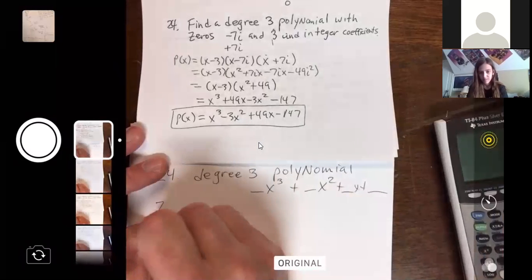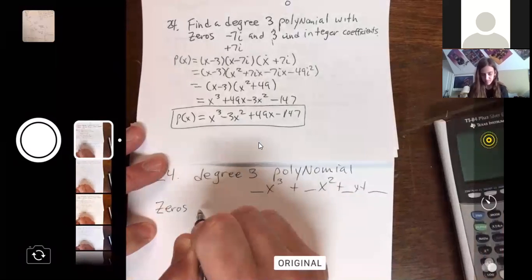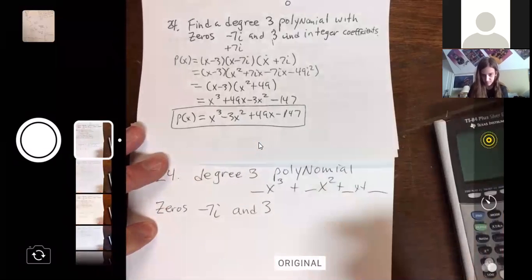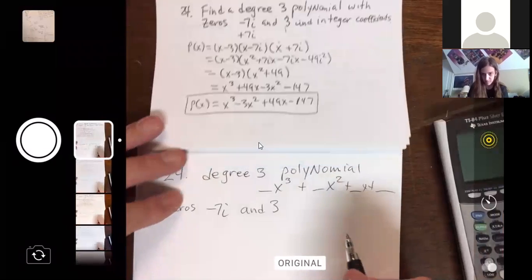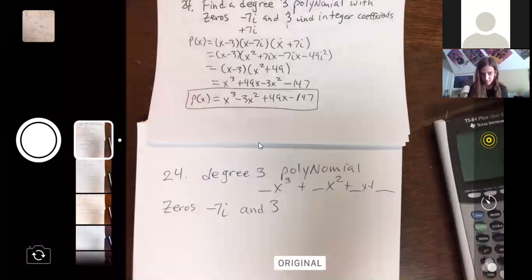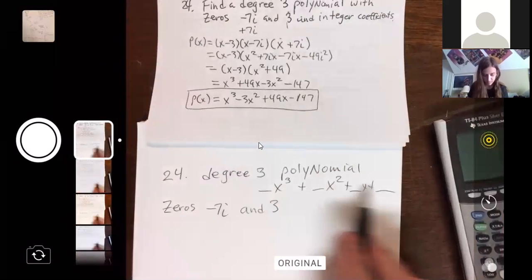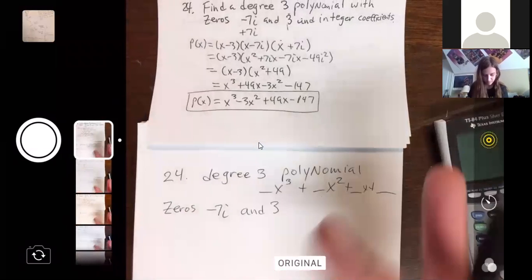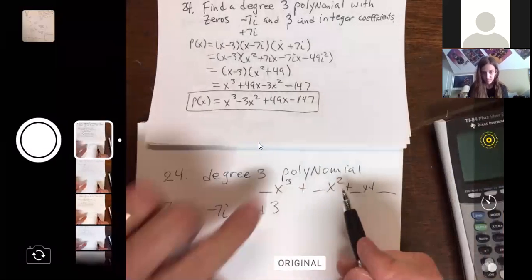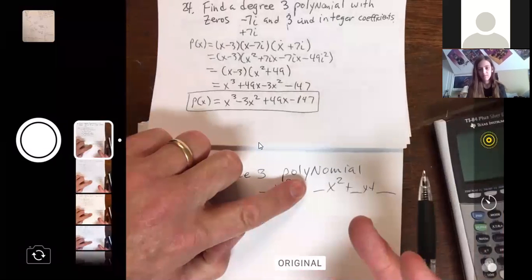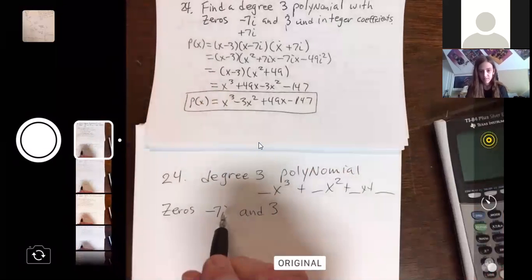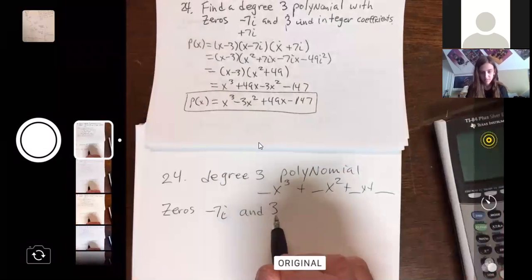All right, zeros. I tell you negative 7i and 3. Remember, as a general rule, your zeros are kind of the answers to this. If you got a lead power 3, you're going to have 3 answers. Remember, just an x squared, a quadratic, you have 2 answers. If you only have an x, you get 1 answer. So they've only really given me 2 of the answers.